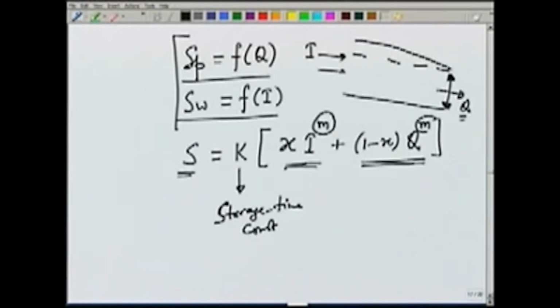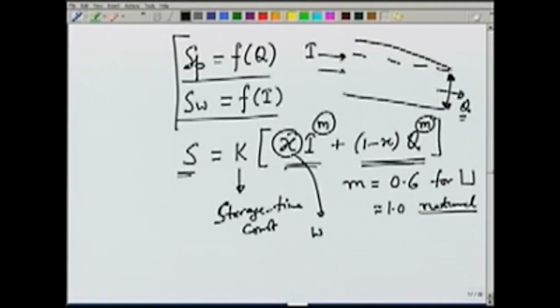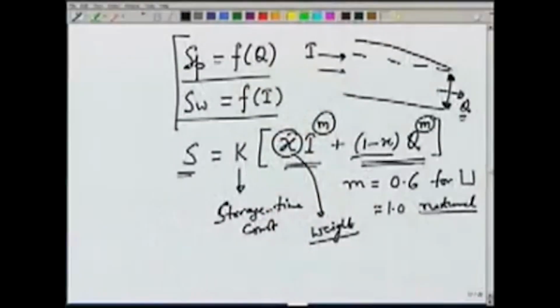M would be an exponent which typically varies from about 0.6 for rectangular channels, and it is about 1 for natural cross sections. So, M may vary from 0.6 to 1. X is a weight which decides how much weight we are giving to the inflow for the storage computations and how much weight to the outflow. S is the storage in the channel.